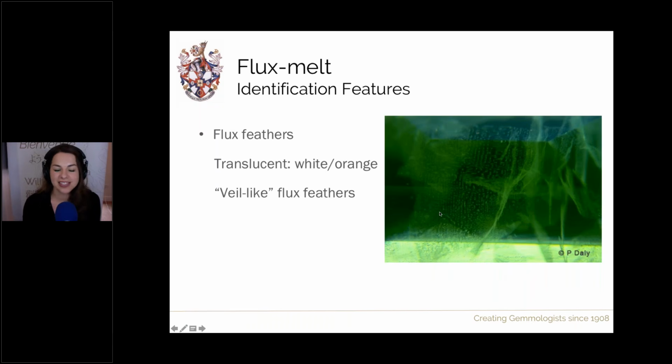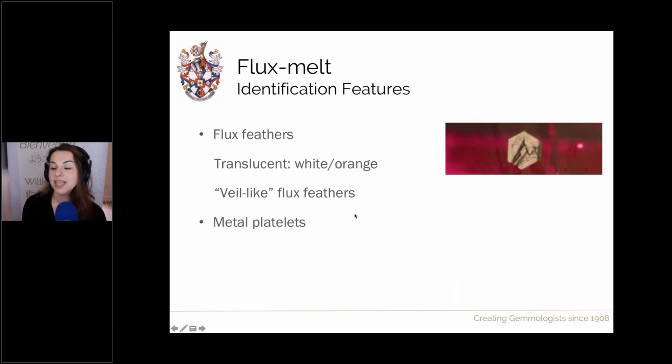You can also get veils within flux synthetics. These are veil-like flux feathers, very different to what can occur in natural emeralds, because natural emeralds are often full of open fractures, which have been filled with oil. So these twisted veils in amongst a gemstone that otherwise has no natural inclusions is a feature of your flux synthetic emeralds. Other things you might see are metal platelets.